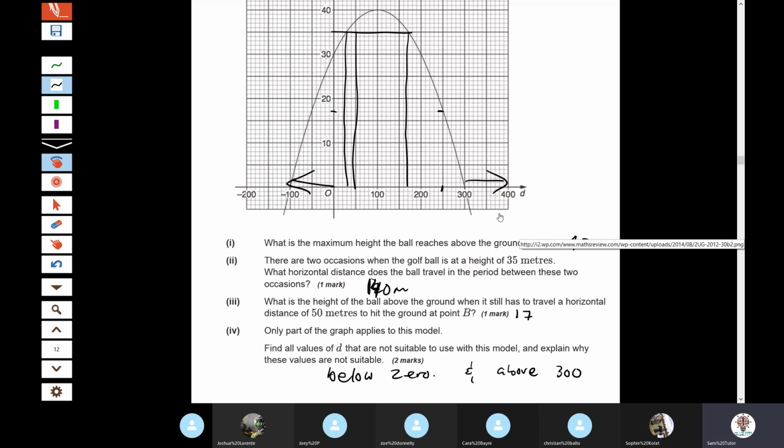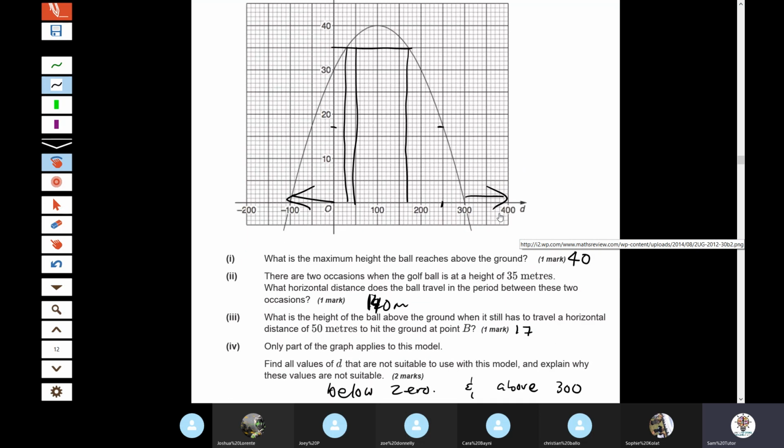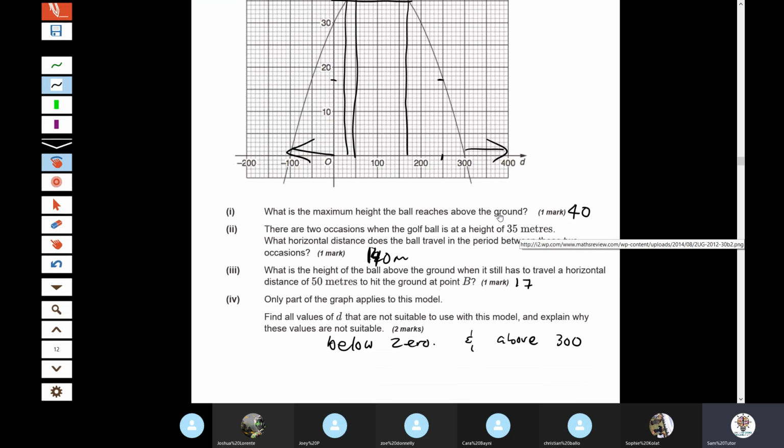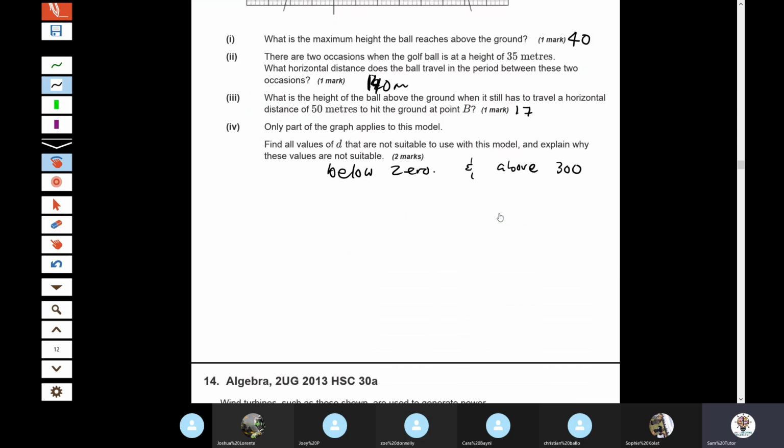See, I knew there would be one person with the 1 mark. But it makes sense, right? And then explain why these are not suitable, because you're not going to have negative distance for the first one, and the other one, it means you're going beyond the Earth's surface. Okay, this does make sense.